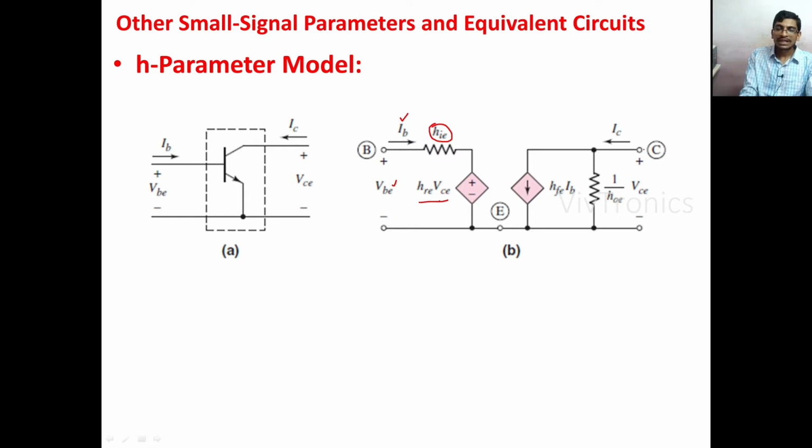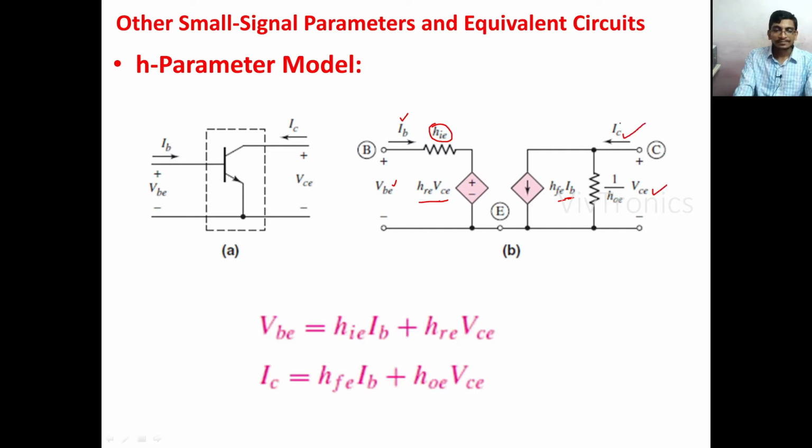At the output side, from the collector terminal to the emitter terminal, we have HFE into IB, which is a dependent current source, and 1 by HOE, that is the output resistance. Here HOE is the conductance value and 1 by HOE is the resistance value. VCE is the output voltage and IC is the output current.